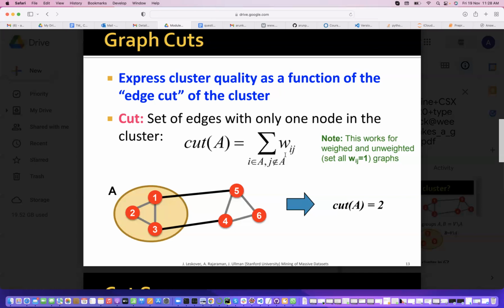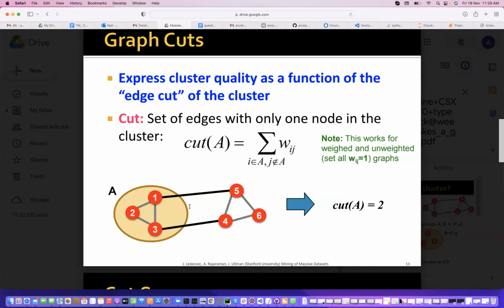These weights may be distances, time to travel, different things. It's a weight you may define which is suitable for that problem. So you take all the edges of the cluster which are going outside of the cluster, starting from that cluster and going outside. Then all those edges, you sum up their weights. That is the definition of cut of A.